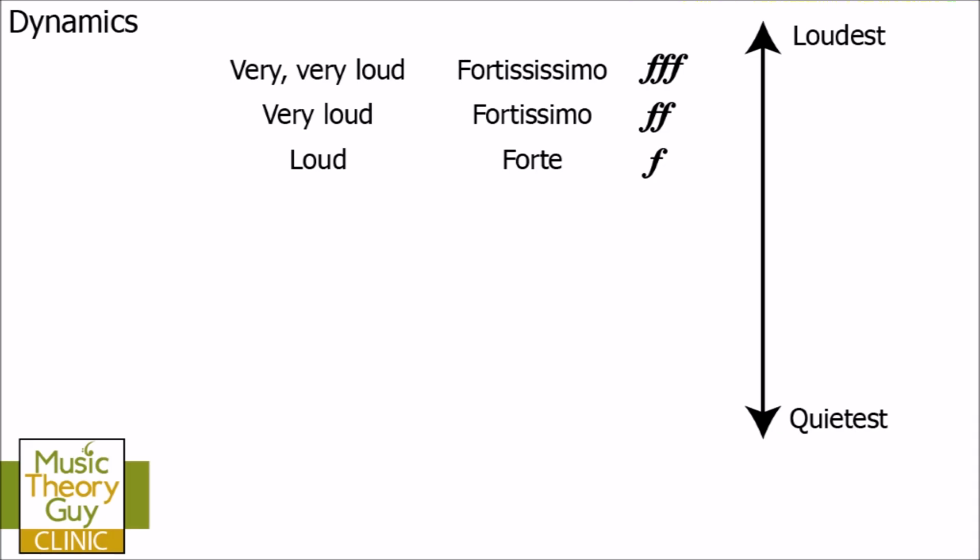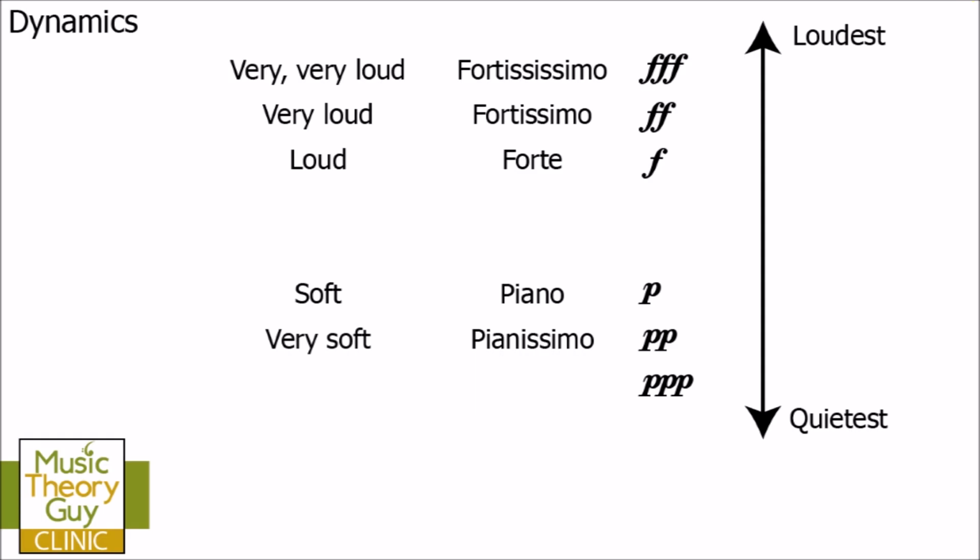At the opposite end of the scale, towards our quietest end, we come across P, PP, and PPP. Now the P stands for piano, which means soft. PP is pianissimo, which is very soft, and PPP is pianississimo, which means very, very soft. And again, you could add more Ps at this end of the scale if you wanted to, but generally we just have P, PP, or PPP.